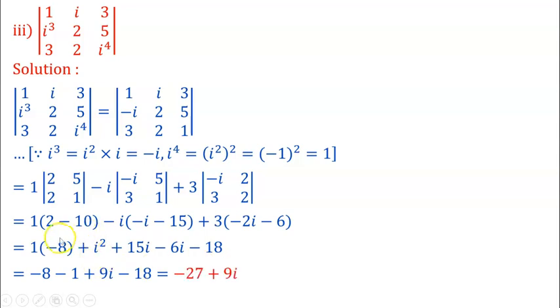Okay, again here minus 8, i squared is minus 1, 15i minus 6i is 9i, and overall finally you will get here minus 1 and minus 8, minus 9 and minus 18, minus 27. Okay, and the next is 9i. This is as it is. Okay, and hence the final answer is minus 27 plus 9i.